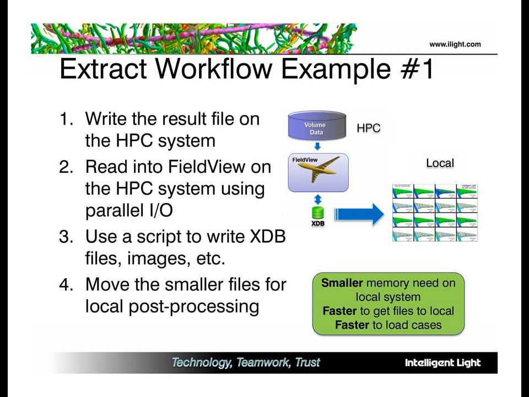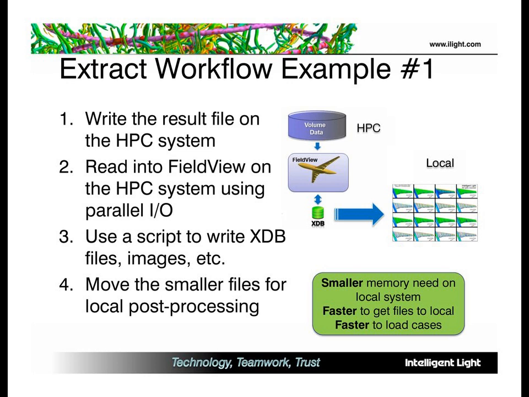With a script, start up FieldView in batch, and using a script, read the file with parallel I/O, which FieldView supports, of course. Use a script to write the XDB files, and while you're at it, you could write some images or animations or system quantities, whatever you'd like to do, and then release the FieldView. You can then move the smaller files to your local location for post-processing. It's very simple, very straightforward.